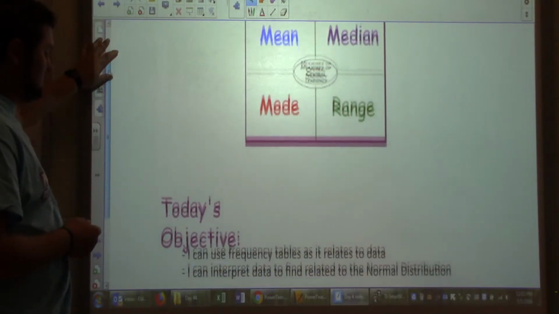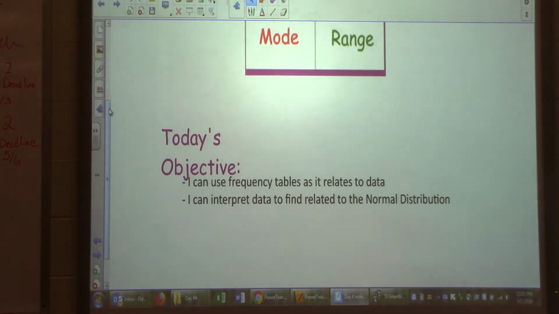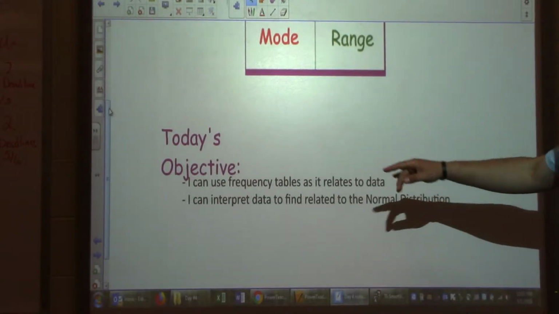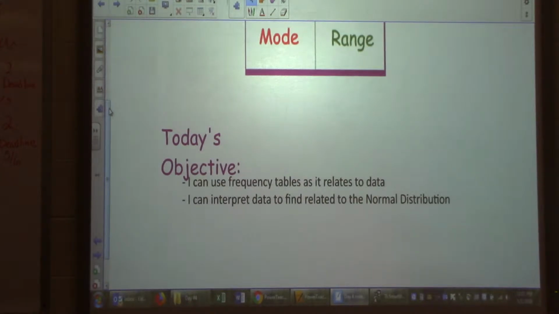So, today's objective is we're going to use frequency tables as they relate to data, using frequency tables to find the mean, median, mode, things like that. We're also going to show you how to put those frequency tables in your calculator. And then we're going to interpret data to find normal distribution. Normal distribution is like a bell curve. You've all heard of it before. We'll take a look at that at the end.